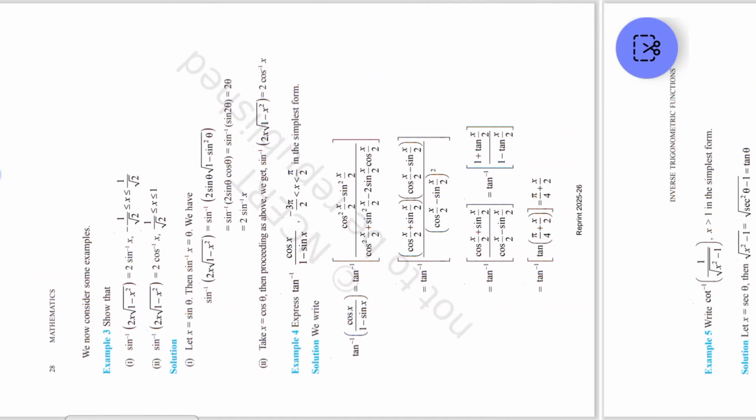Example 4 is a 3 marks question, an important question, a compulsory question. It has been asked more than 3-4 times in previous years. So example 4 is important, and example 5 is also an important question.